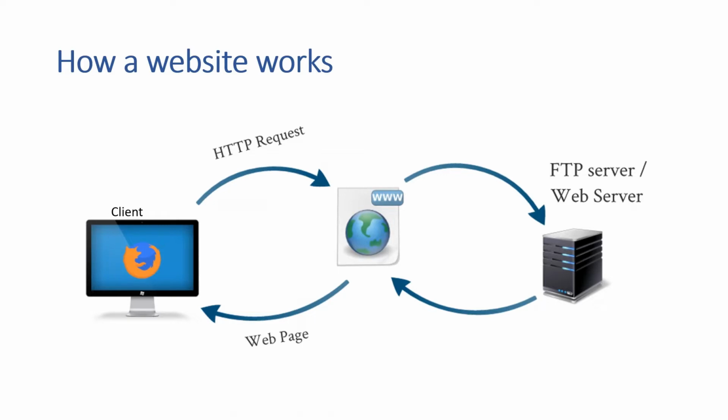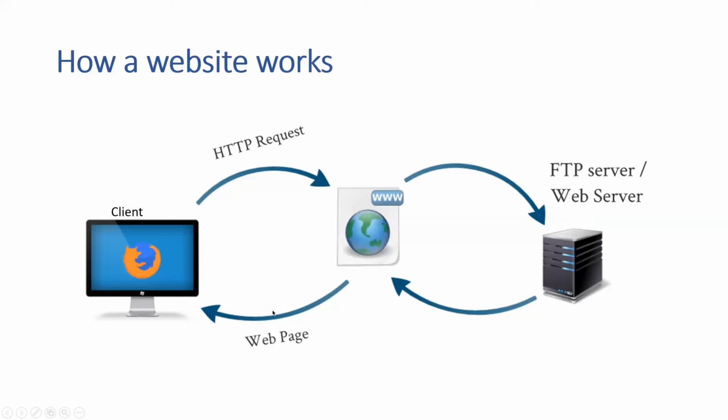Whenever we open up a browser like Chrome or Mozilla and type a URL, let's say www.facebook.com, it sends an HTTP request, which stands for Hypertext Transfer Protocol, through the internet to the server. And in return, the web server, which follows FTP, the File Transfer Protocol, sends the requested information over the internet and it is displayed in the form of a web page on your computer.